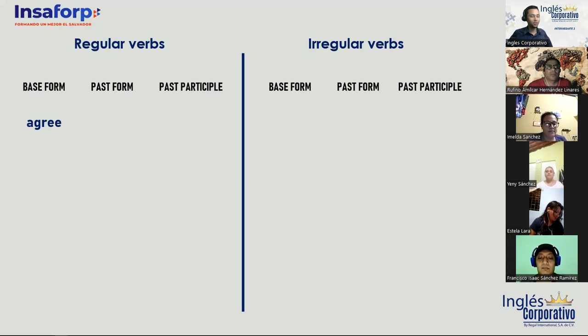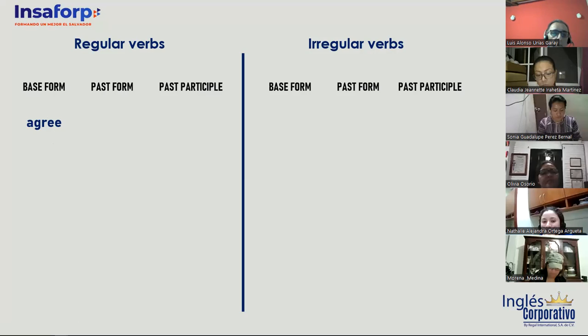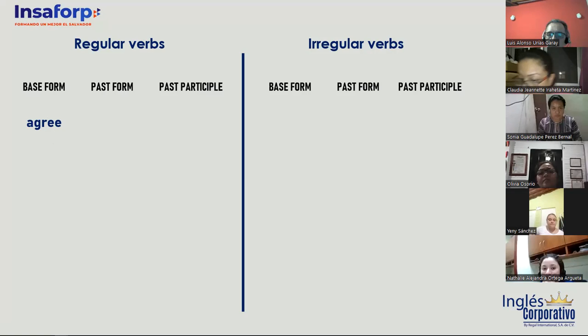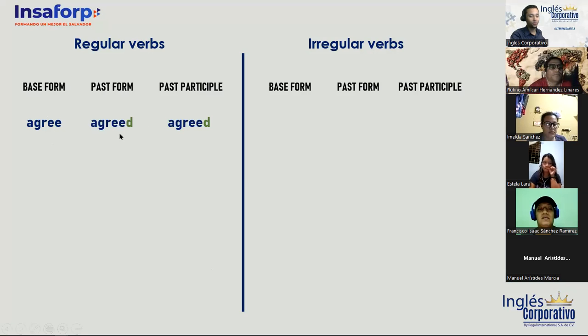What is the past form of agree? Do you know? Please raise your hand. Does anybody know? Agreed, with ed, right? The past form is agreed. The past participle is also agreed. That's right. You know, regular verbs end in d, ed, or ied.